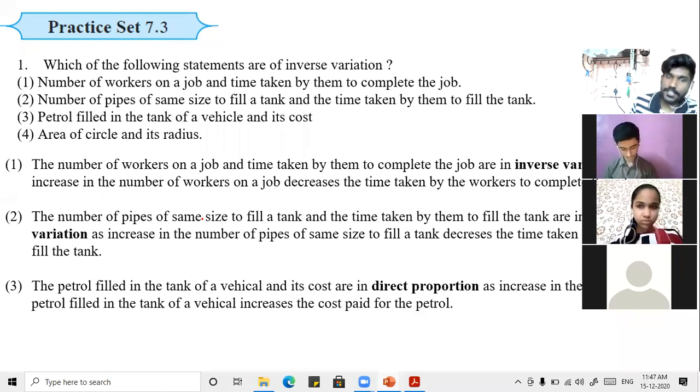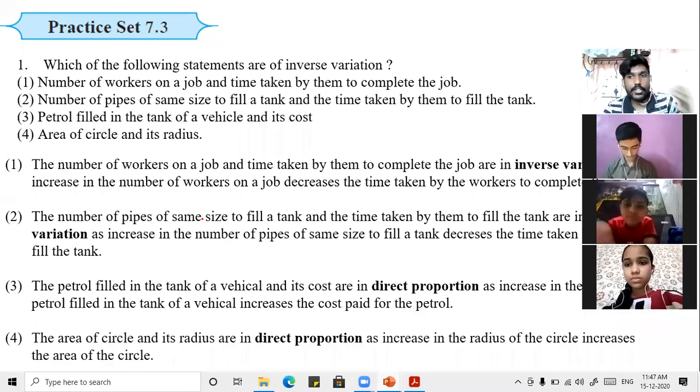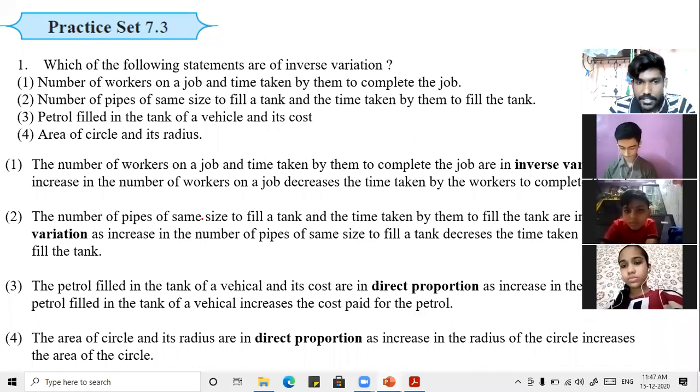Last one, area of a circle and its radius. This we already did. Direct variation. So the area of a circle and the radius: if the radius of the circle increases, the area will also increase. If the radius of the circle decreases, the area will also decrease. So the area of the circle and its radius are in direct proportion. So this was just identifying whether it is direct or inverse.